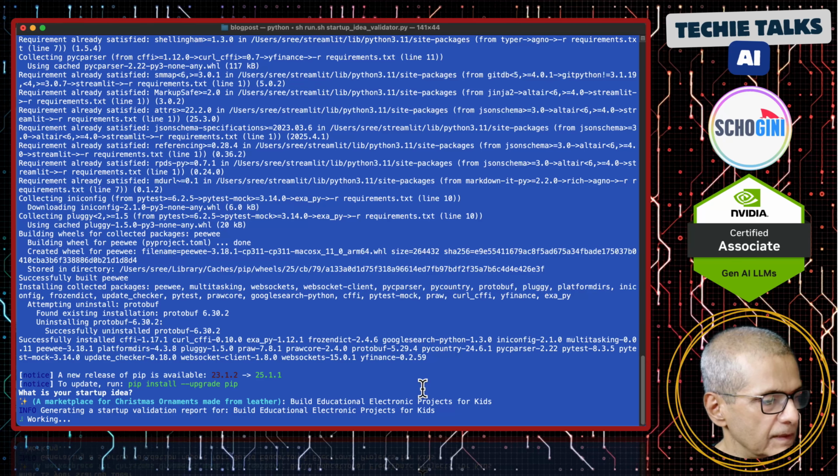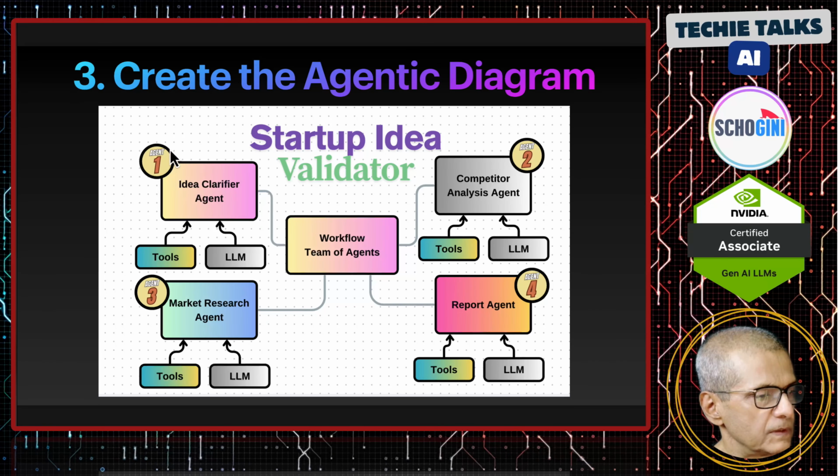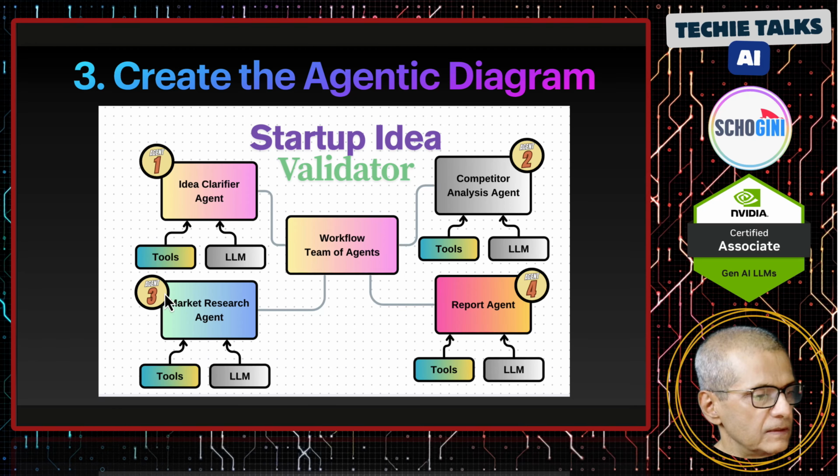So it's doing the steps involved. So these are the steps it has to do. Agent 1, idea clarification. Agent 2, competitor analysis. Agent 3, market research. And finally, Agent 4 generates the report. Okay, so the report is ready, the report is compiled. So, startup report: build educational electronic projects for kids.